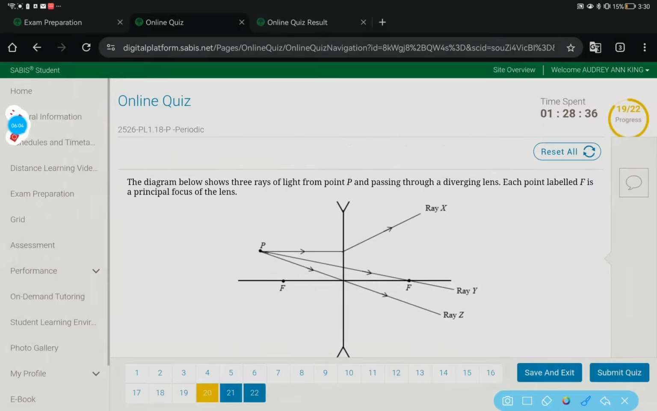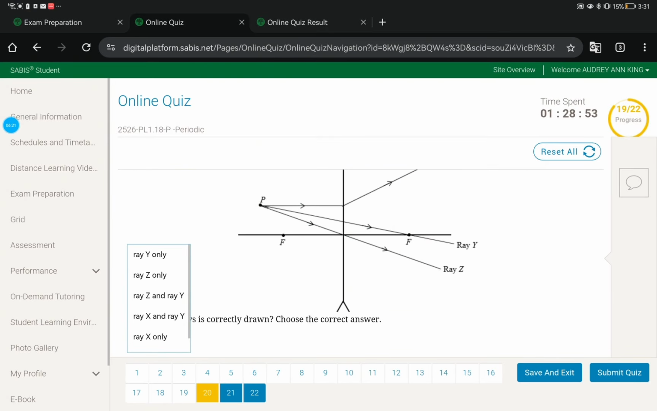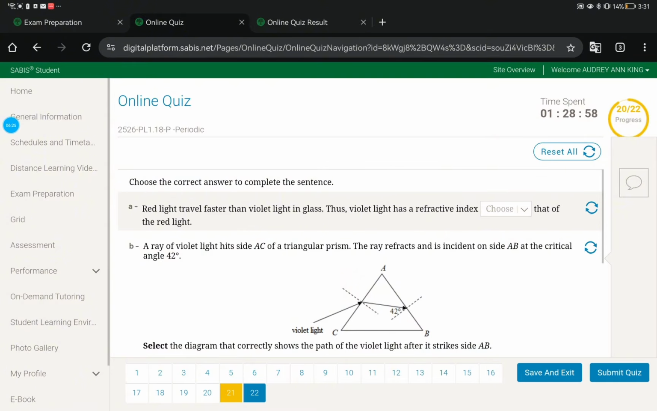So when it's in between 2F and F, the first ray is always going to look like this. It's always going to go straight and then upward. And the second ray is always just going to go straight through the optical center. It's never going to look like the middle one, like ray Y. So that means ray X and ray Z are correct. Again, please learn the cases, it's super important.